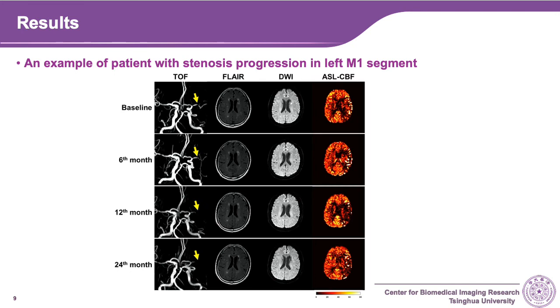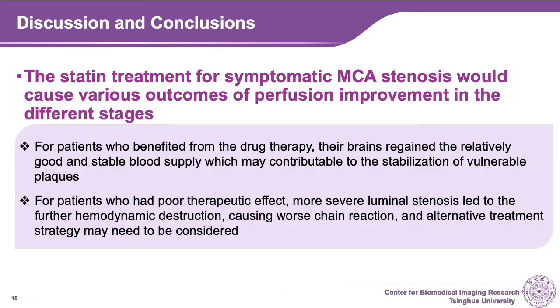Here is a representative example from aggravated group after statin treatment. The stenosis was located in the left M1 segment. We can find that the gray matter CBF in left hemisphere kept reducing along with the more severe stenosis.